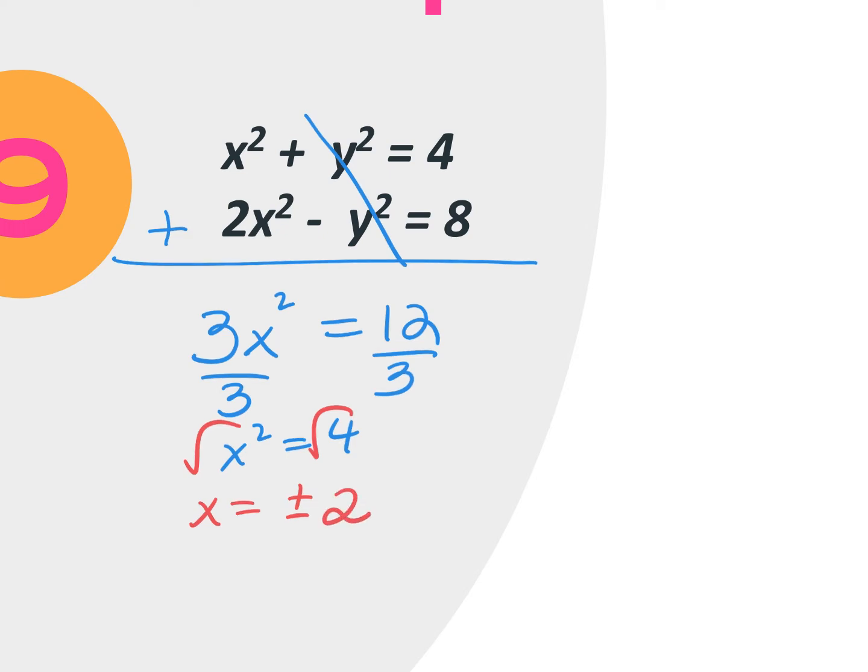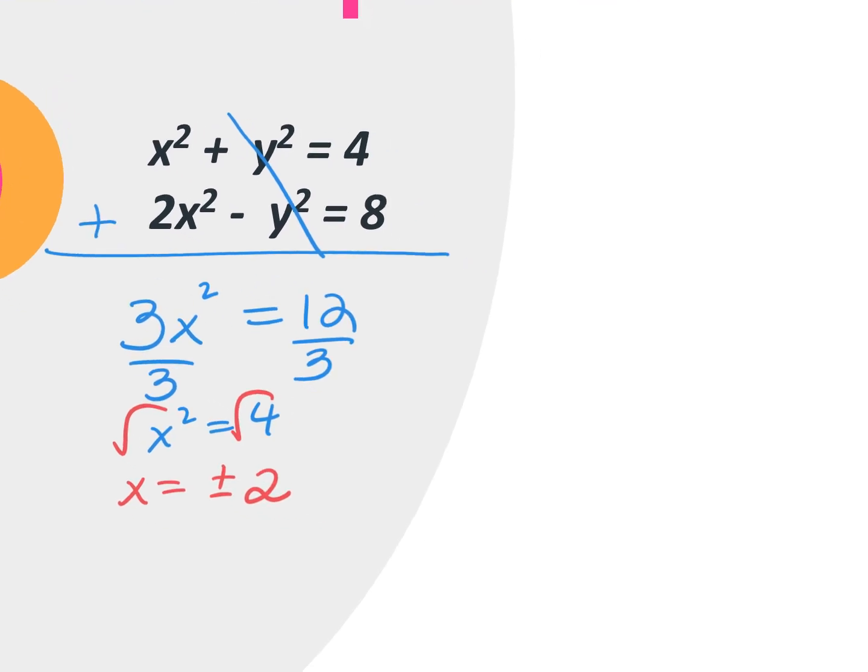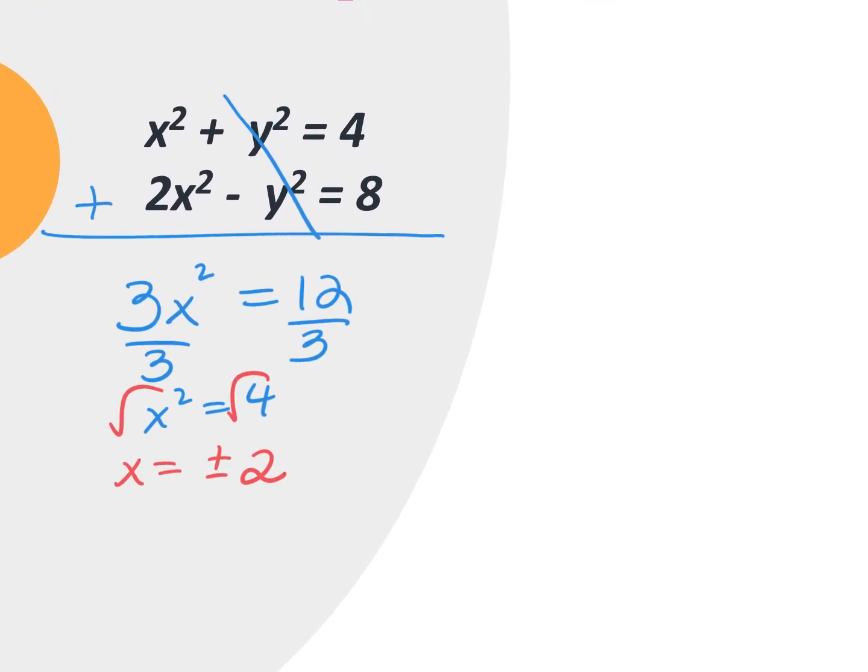Now, we need to find the y value. To find the y value that goes with each of these x's, we need to plug it into one of the equations. I'm going to plug it into the first one. It looks like it has less work. So if I plug in x equals 2, and then I also have to plug in negative 2, x squared plus y squared equals 4. This is the equation I'm plugging it into for both.